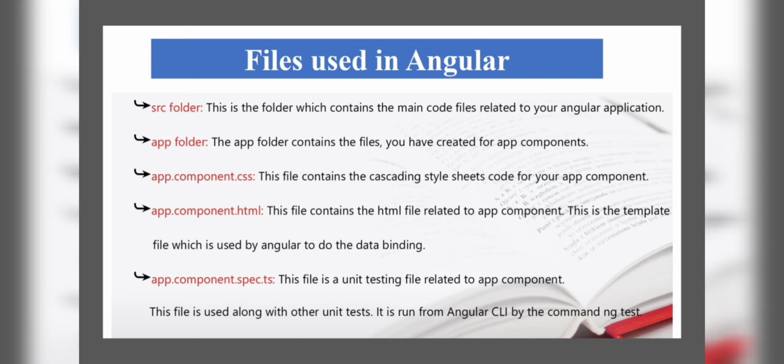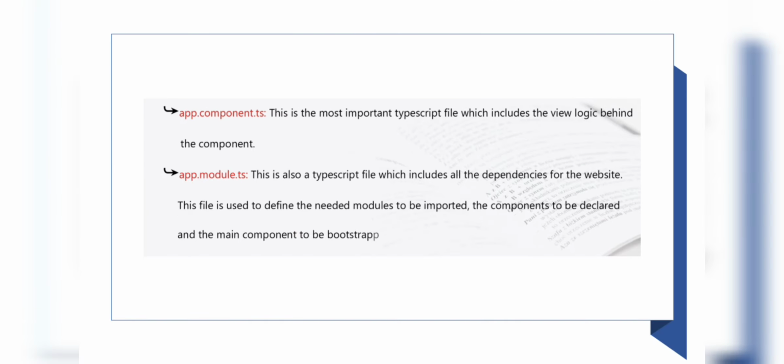These are the most important files. In the .css file we write the style sheets, so the styling required for our website will be in this .css file. The .html file is the template file used by Angular to do the data binding. The spec.ts file is a unit testing file related to the app component, and it runs from Angular CLI by the command ng test.